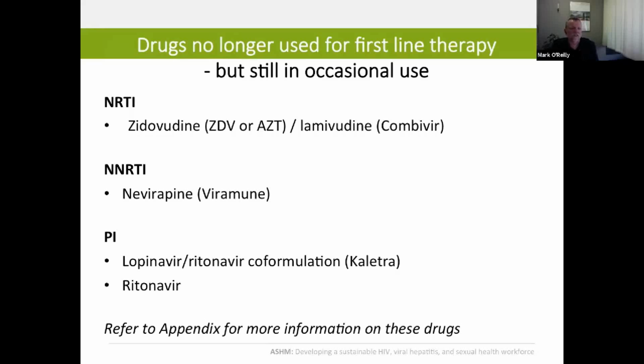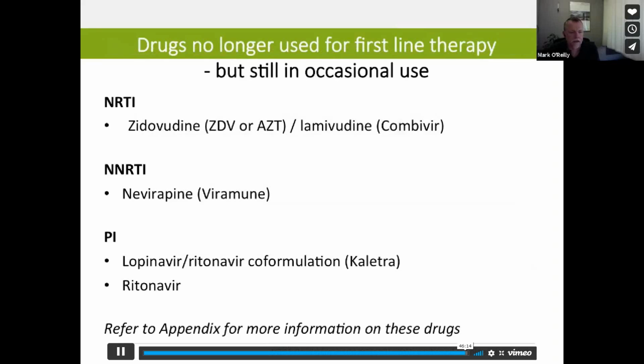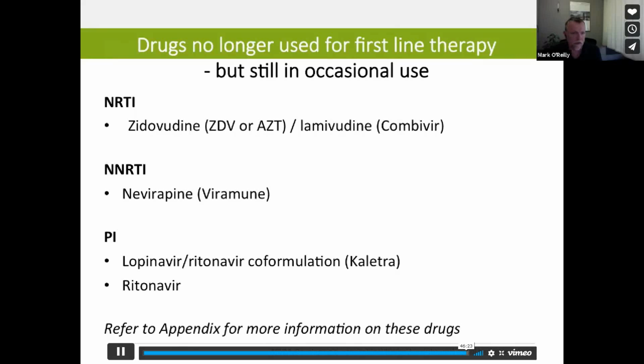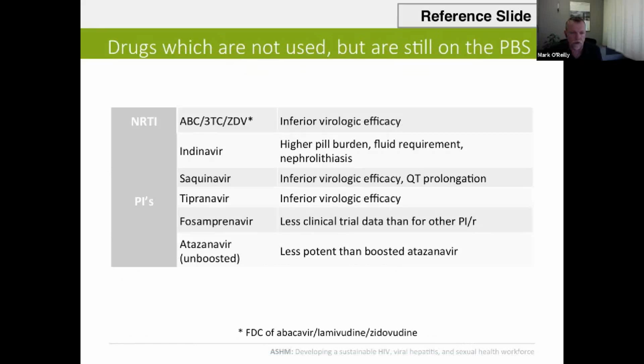Other drugs that are no longer used for first-line therapy, but you might still see them: AZT or zidovudine, co-formulated with lamivudine, and that co-formulated pill is called Combivir. Nevirapine is an NNRTI we used to frequently initiate with, rarely seen now. The protease inhibitor lopinavir-ritonavir, or Kaletra, is rarely used now. Importantly, in the appendices there's more information on these drugs rather than filling out time in this course talking about them. We've included them in the appendices for your information. It's important to know about them because you may come across some patients who are on these older drugs who choose not to go off them.